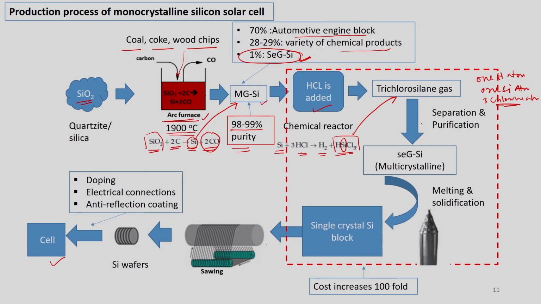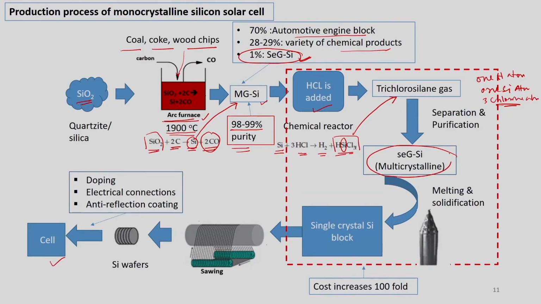Okay. So, once we do distillation and purification, the other impurities present along with this trichlorosilane gas have to be removed by distillation, because all the elements have different boiling points. So, we can remove them very easily once we analyze critically, and once we are done with that, what we will get is semiconductor grade silicon, which is in multicrystalline form.